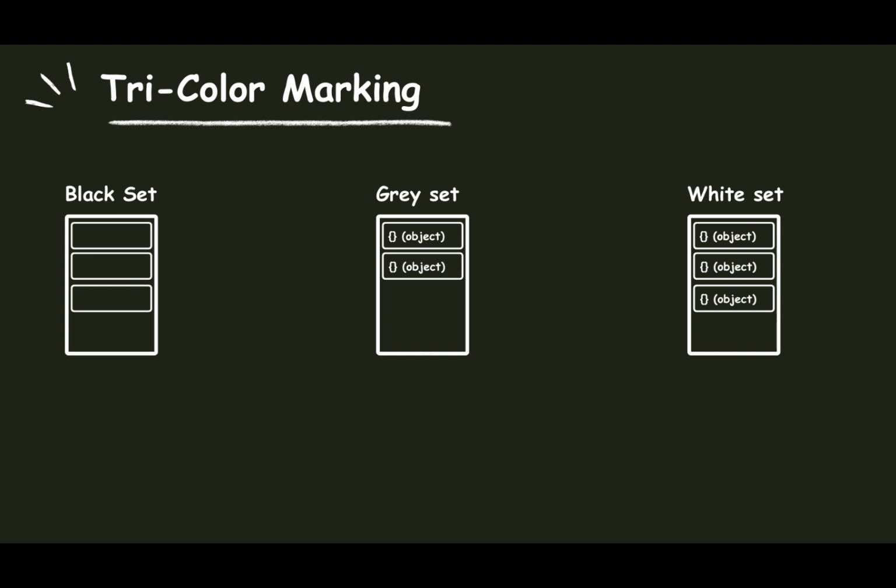Tricolor marking is a specific technique used within the mark phase of the mark and sweep algorithm. It categorizes objects into 3 distinct colors. Because of the performance problems associated with a naive mark and sweep garbage collector, most modern tracing garbage collectors implement some variant of the tricolor marking abstraction. 3 sets are created: the white set, the black set, and the gray set.